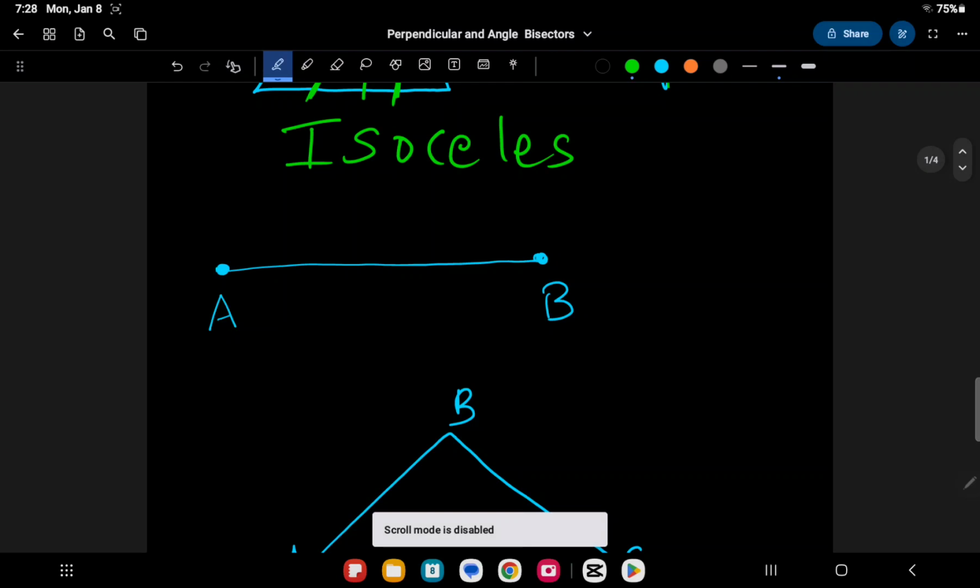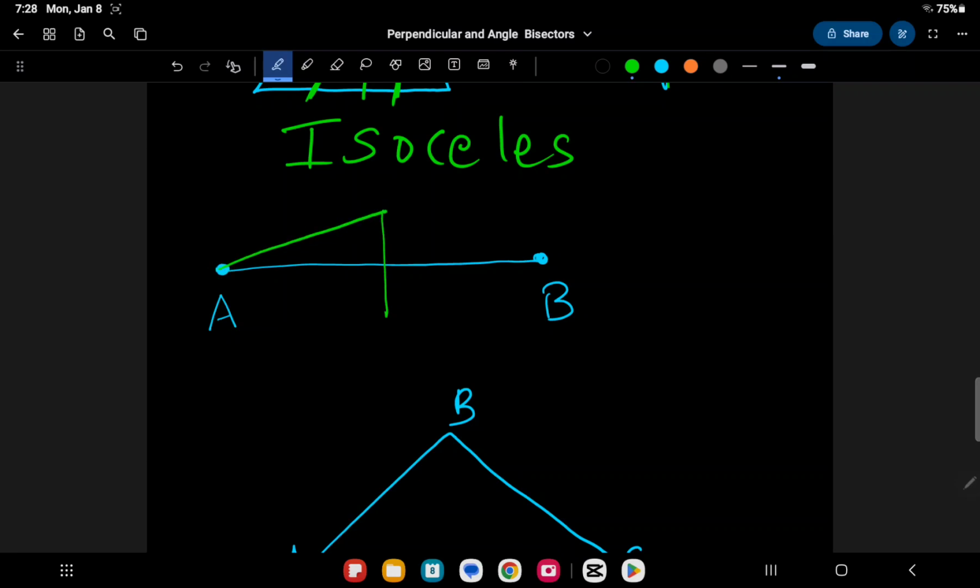So here I have a line, and the bisector theorem states that if you have a straight line and you have a bisector, then the distance from A to the bisector will be the same as B to the bisector. So let's label this point C. The perpendicular bisector theorem states that AC is equal to BC. Alright, so simply drawing a bisector on a straight line makes the two distances equal.